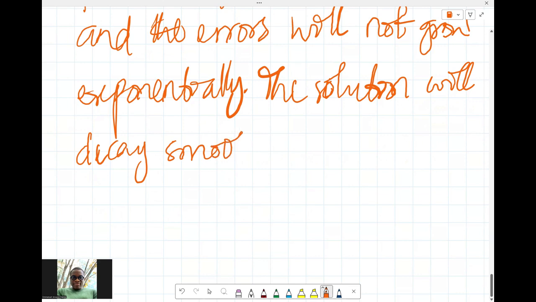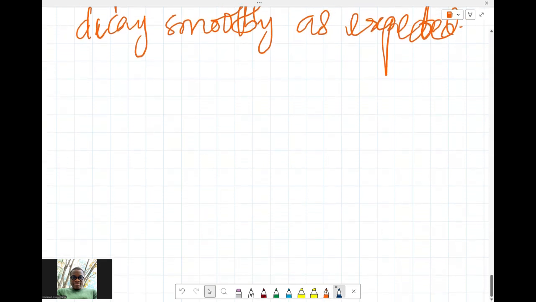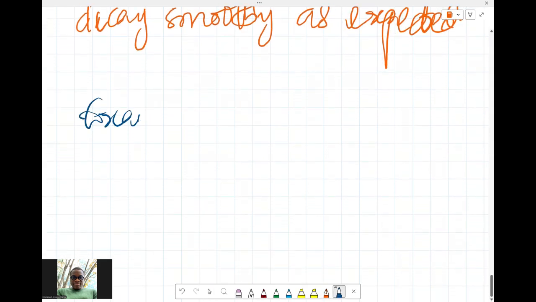Smoothly, as expected. Okay, I mean, that's one example. Let's look at another example that may not be exactly like that.